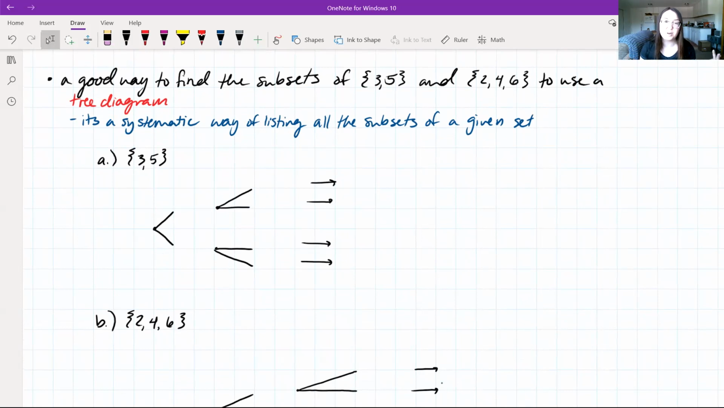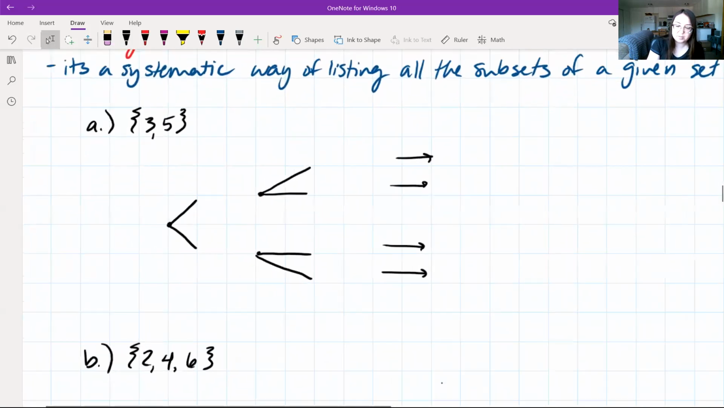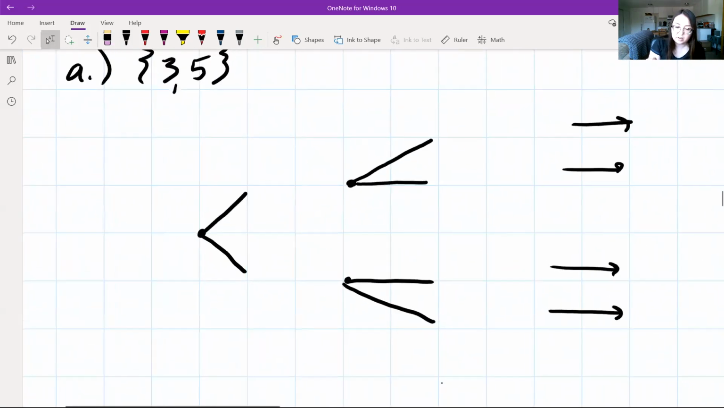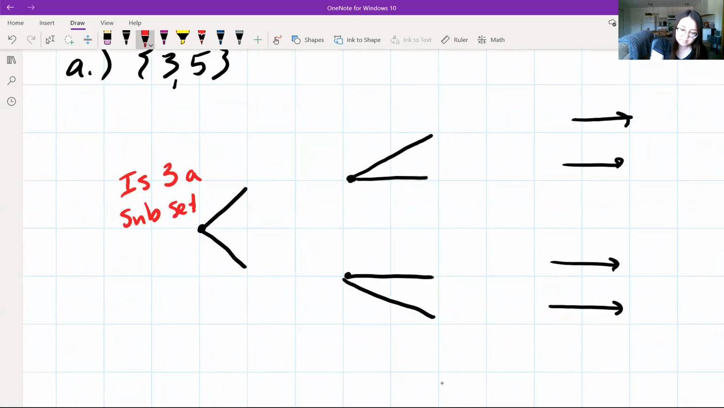We have our set of 3 and 5. And we'll just start with our first element. So we're going to zoom in a lot here. So for this point, and let's use a different color other than black. So let's use red. So let's say, is 3 a subset? And that's our question, sorry, set. And that's our first question, or our first point.